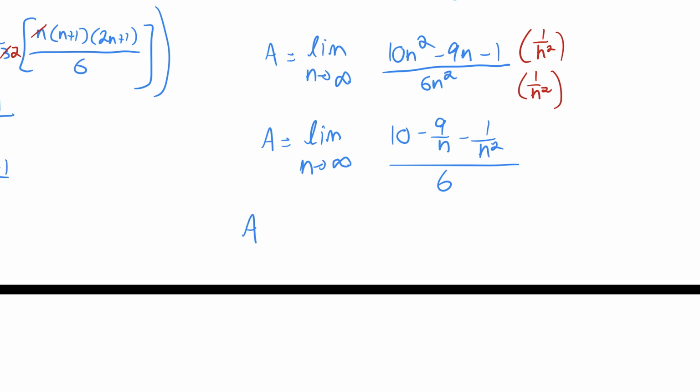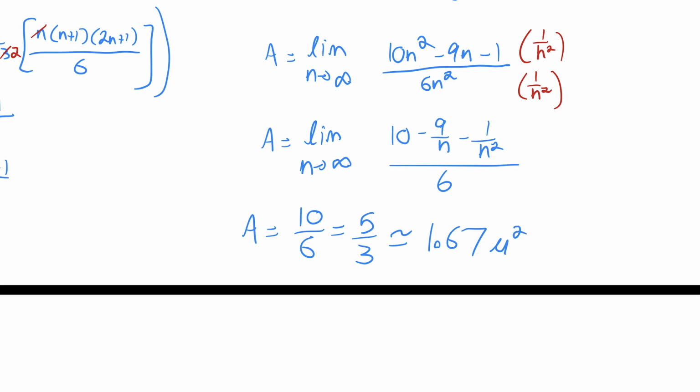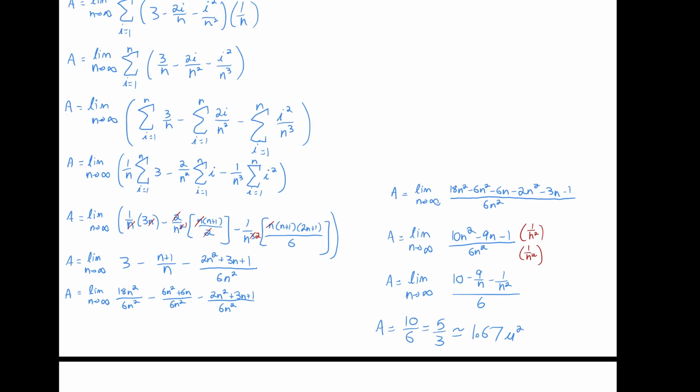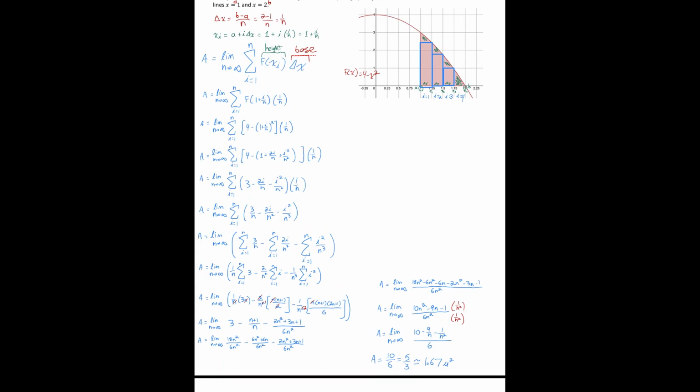So I could say my area is equal to just 10 over 6, or 5 over 3, or approximately 1.67 units squared. And that's it. Let me zoom out so you can take all of this in if you want to review the whole thing. That's how we use the limit of a Riemann sum to find the area under a curve.